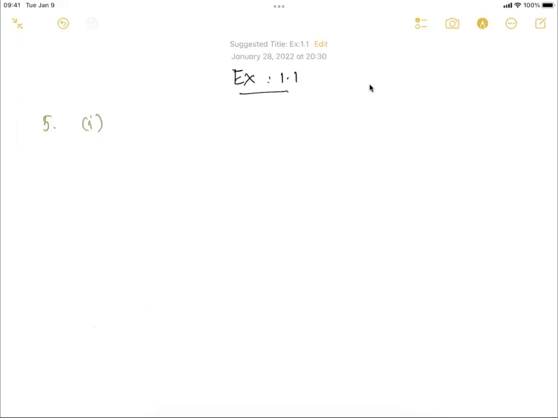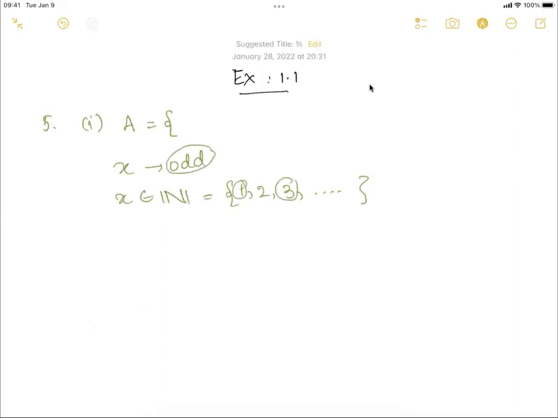Okay, so number 1: A is the set of all x such that x is an odd natural number. So it says x is an odd number and x also belongs to the set of natural numbers. And the set of natural numbers is 1, 2, 3, and so on. But we only care about odd numbers, so A is going to be 1, 3, 5, 7, and so on.